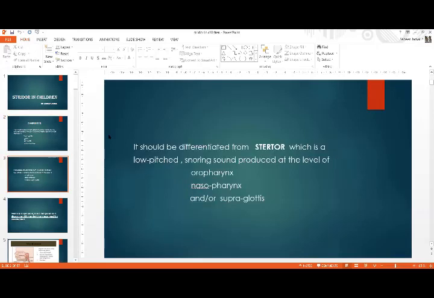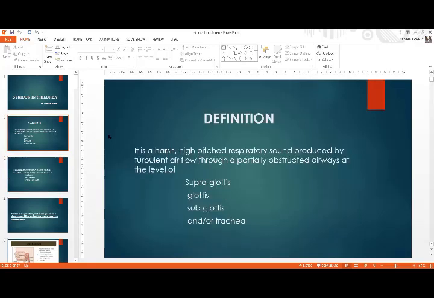It has to be differentiated from stertor, which is a low-pitched snoring sound that is produced at the level of oropharynx, nasopharynx, and/or supraglottis. Basically, stertor is a snoring sound, and it is low-pitched, and its level of production is also different. It is mostly produced higher up at the level of oropharynx and nasopharynx, while stridor is produced at the level of glottis, supraglottis, subglottis, and trachea.